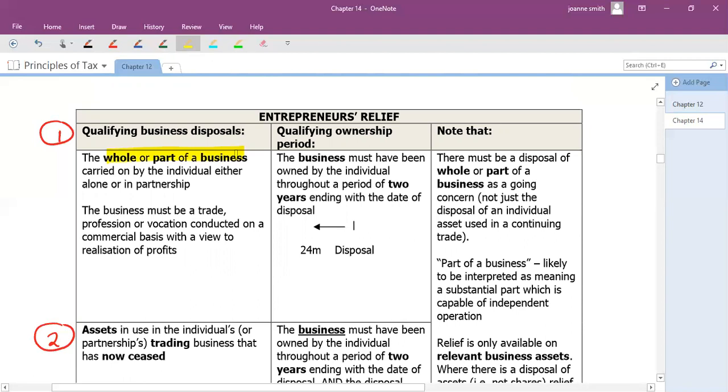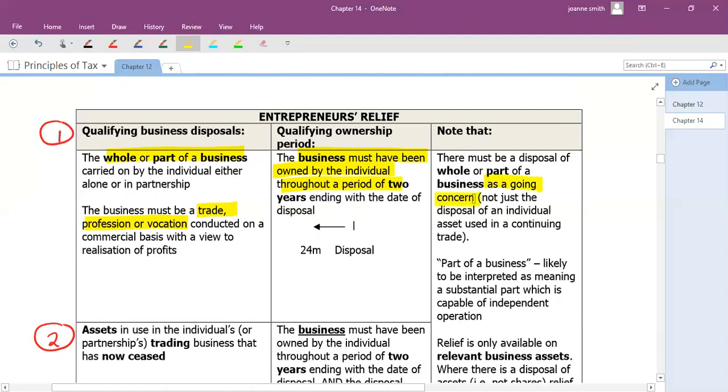So when we sell all or part of the business, remember it must be an individual and it must be some sort of trading activity. So it's a business that's got these assets with a view to making a profit and they've decided to sell them. Now, the business must have been owned by the individual for at least 2 years prior to the date of disposal. So it's not the asset that you have to have it for at least 2 years, it's the business that has got the business asset. And the disposal that takes place must be of a business that's a going concern.